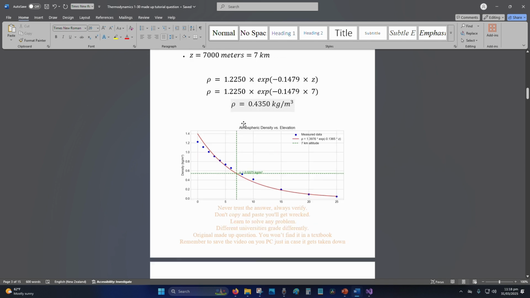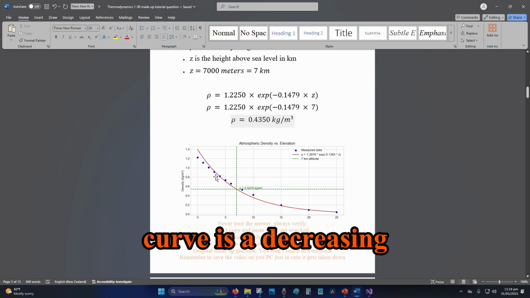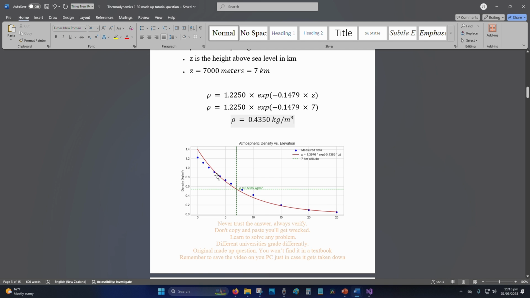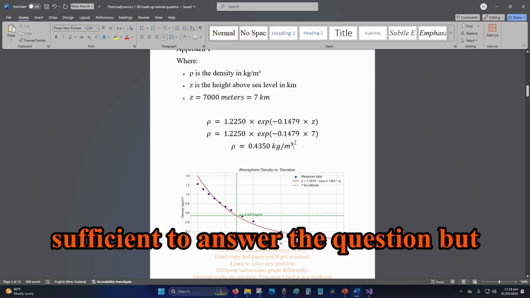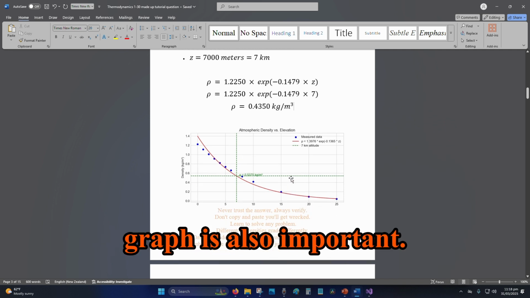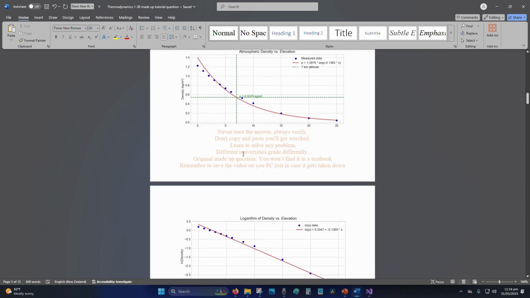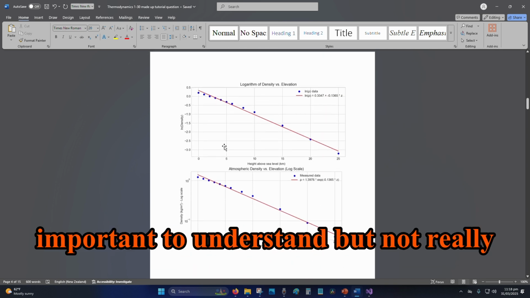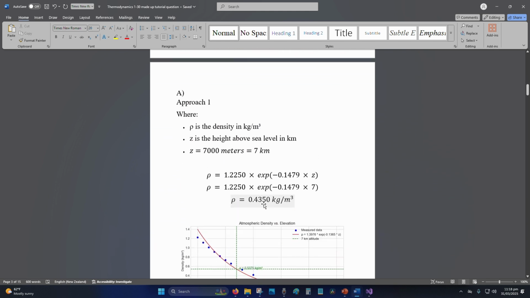Alright, so the main thing is actually just getting the line of best fit. Knowing the curve is a decreasing exponential curve is helpful. However, just finding the formula is sufficient to answer the question. But understanding the graph is also important. Okay, so that is my approach, approach 1. Now, there are also other graphs that are important to understand, but not really relevant for this question. The question is already solved right here.